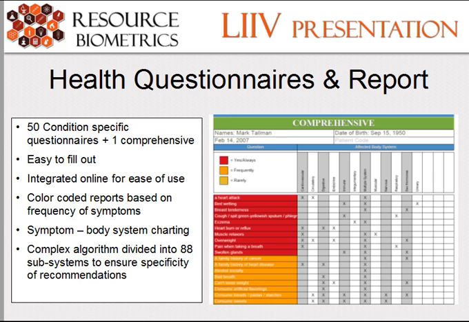So the health questionnaire, we have 50 different questionnaires that are specific, like a diabetic questionnaire, a heart disease questionnaire, an arthritis questionnaire, and then you have one comprehensive questionnaire. It's built off 184 different questions, and it goes through and subdivides into systems down to 88 subsystems.